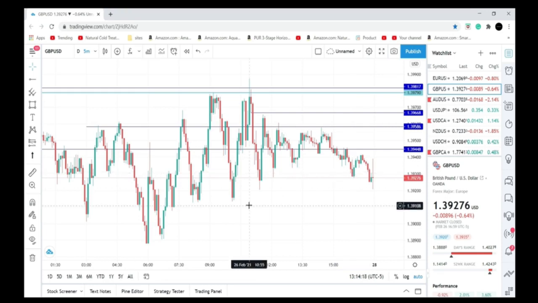So that's the reason why I took that trade. Basically, straight to the point, it couldn't close. That's why I took the trade. Okay, so let me go to another example.